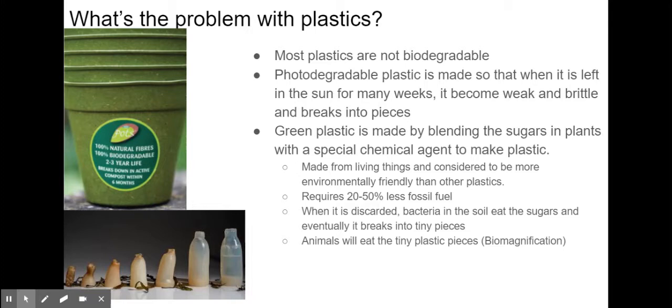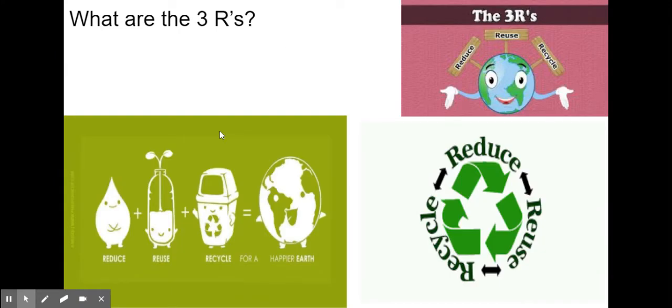Animals will eat the tiny plastic pieces, biomagnification. Degradable plastics are not totally biodegradable. They break down into microplastics. What are the 3 R's? Reduce, reuse, recycle.